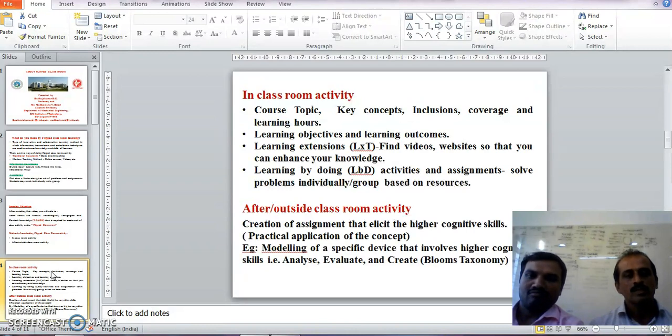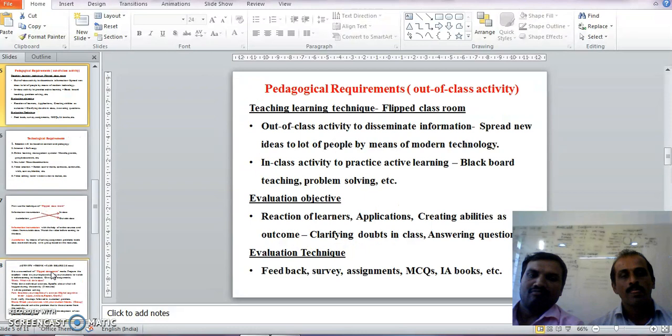Now, that is the inside classroom activity. What are the things which will be studied after or outside the classroom activities, which a student has to do related to the topic outside the classroom? It is the creation of assignments that elicit higher cognitive skills and give practical applications to the concepts which the faculty gives in the classroom. For example, modeling of a specific device that involves higher cognitive skills as per Bloom's taxonomy, which uses analyze, evaluate and create.